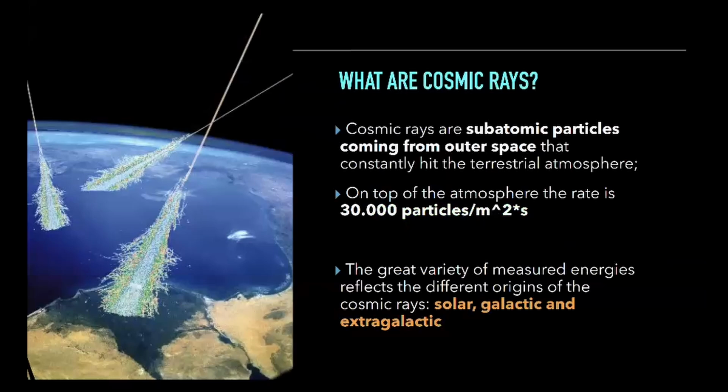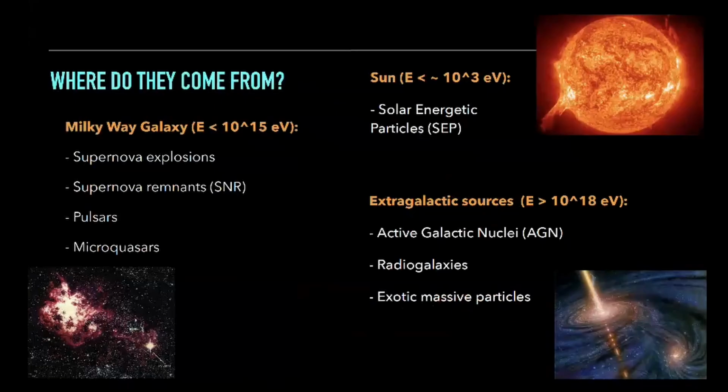reflecting the fact that they come from very different origins. They can indeed come from the sun, and these cover the lower energy part of the spectrum. They can come from the Milky Way, and this is the biggest percentage of cosmic rays, mainly from explosions of supernovae, and they come from extragalactic space with sources like active galactic nuclei, radio galaxies, blazars, and so on.